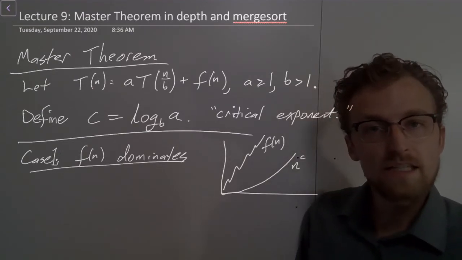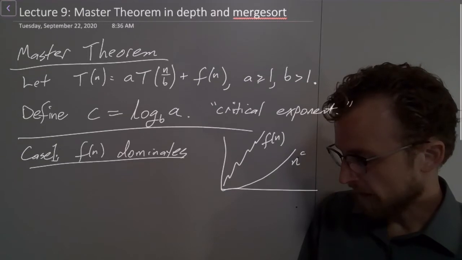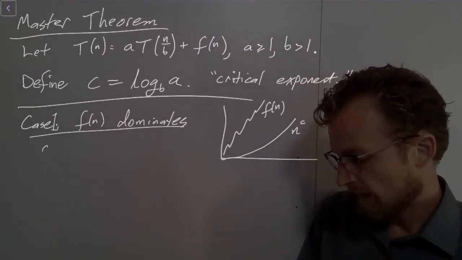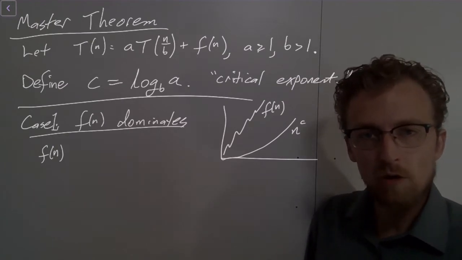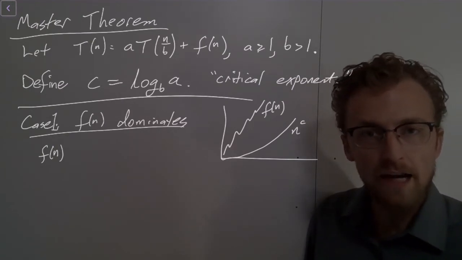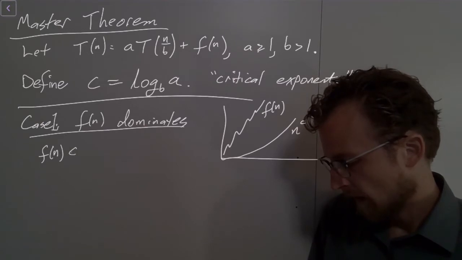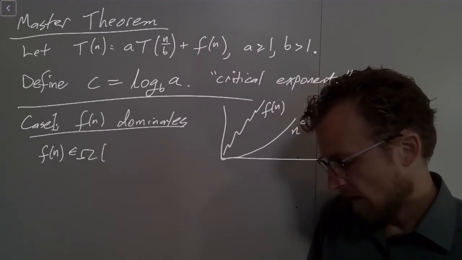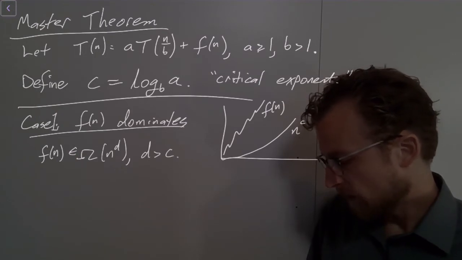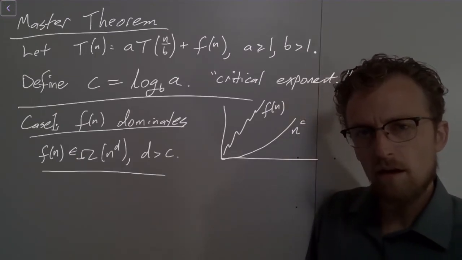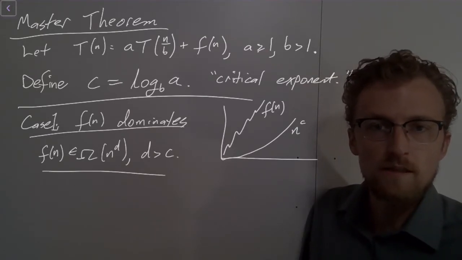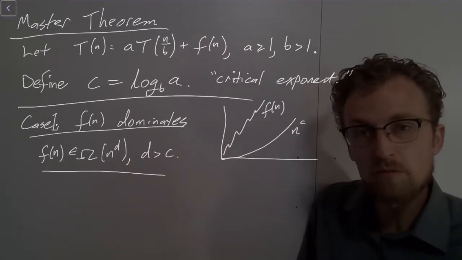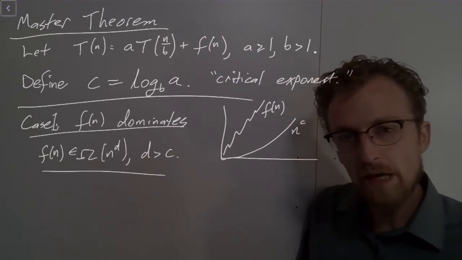Okay? And when I say strictly, I mean it in the following sense. I mean that f of n can be shown to be big omega of some polynomial that has a degree strictly higher than c. Okay, so f of n is big omega of n to the d with d greater than c. Right? So this is a little nitpicky. This is a way of defining a notion of strictness in my asymptotic inequality. But that's what we're doing here.